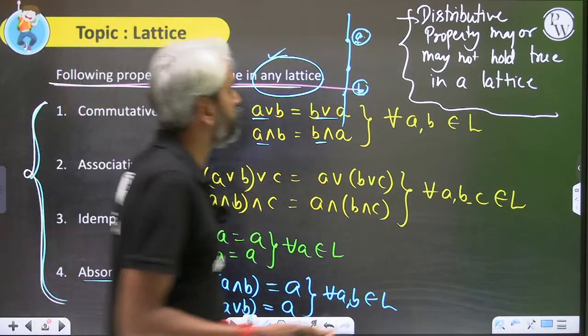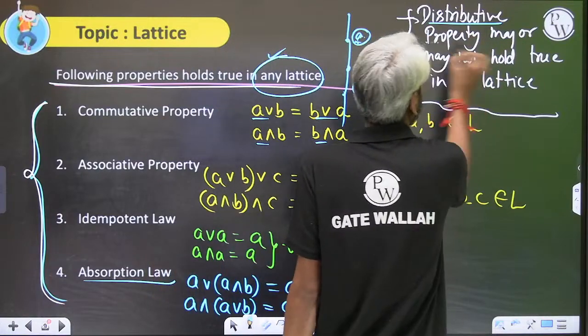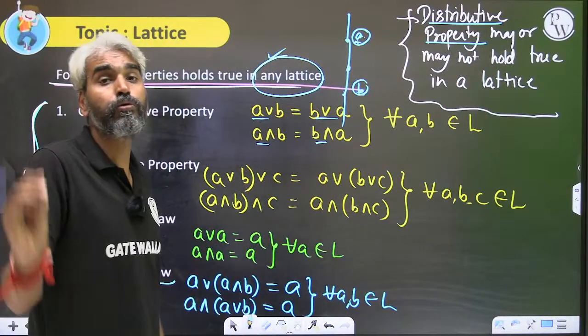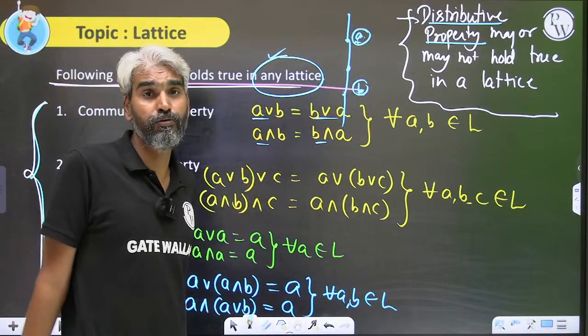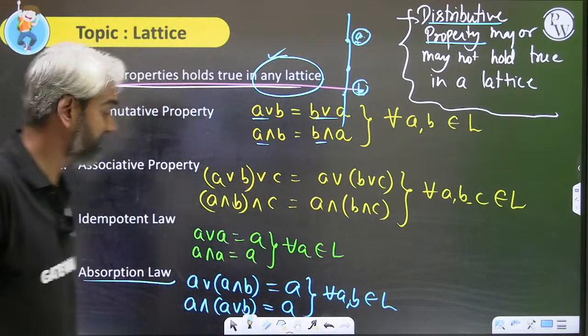But you also know about the distributive property. The distributive property may or may not hold true in a lattice. If the distributive property also holds true in a lattice, it will become a distributive lattice. That's what we are going to discuss in today's session.